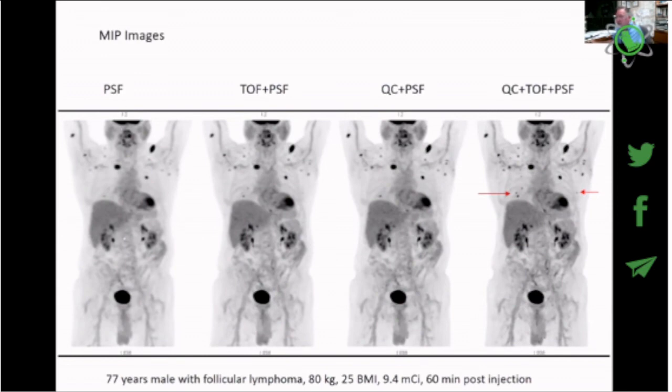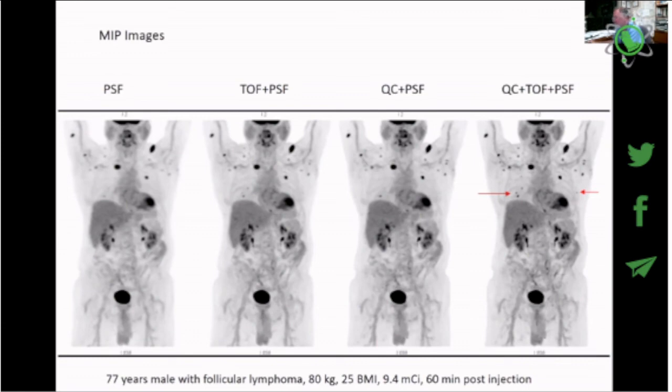You can see here, this is just with point spread function reconstruction. This is point spread function with time of flight reconstruction. Regularized reconstruction has a manufacturer name. It's called Q-Clear. Here, Q-Clear with point spread function reconstruction. And this is here when you add everything: point spread function, time of flight, and regularized reconstruction. You can see there are some lesions that you are not able to see in other reconstruction algorithms. That is usually very helpful in this regard.